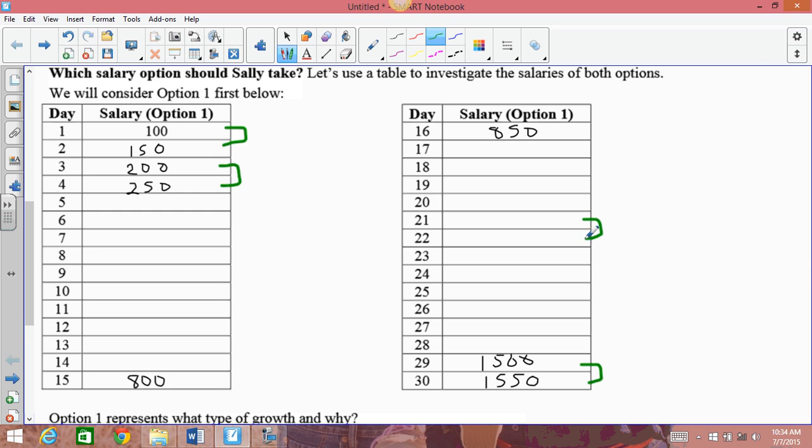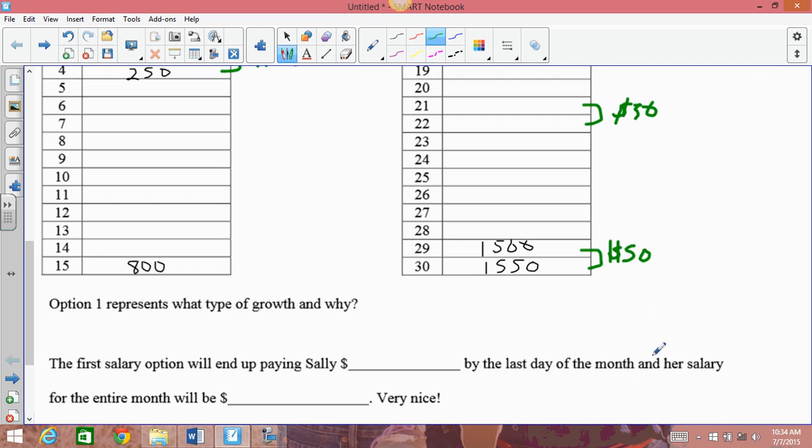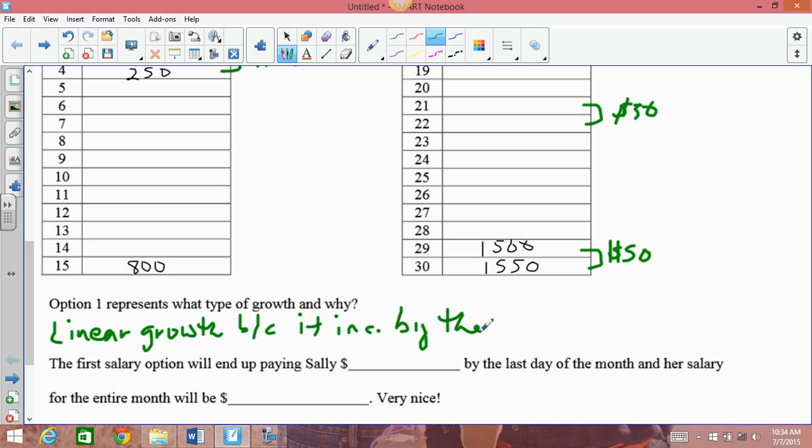Between any of those consecutive days, you will see that the change between each of those is a consistent $50. Doesn't matter which that you choose. And so since it's a consistent value there of $50, then that represents linear growth, because it increases by the same amount, which in our case here was $50 per day.